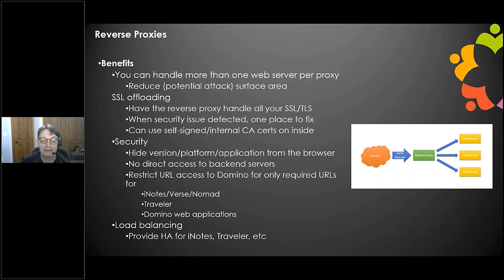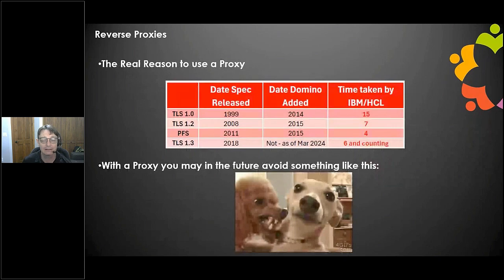One of the biggest reasons, honestly, to use a reverse proxy is this. This was in the original slide back in 2015. And I got a bit of flak from IBM about publicizing how long it took them to do this. We'll see what HCL's answer is. So the bottom row there is TLS. The TLS 1.3 spec was released in 2018. It's now March 2024, six years and counting. We don't have TLS 1.3 in Domino.